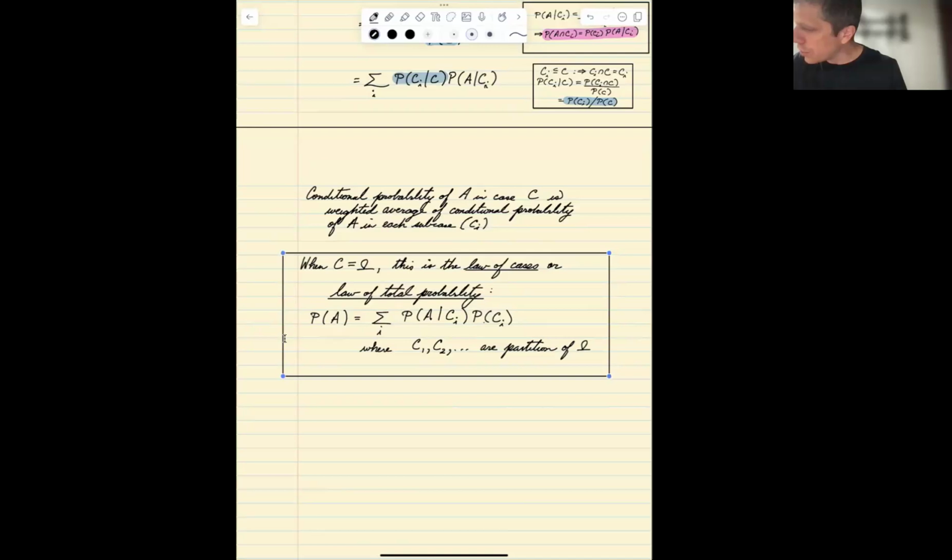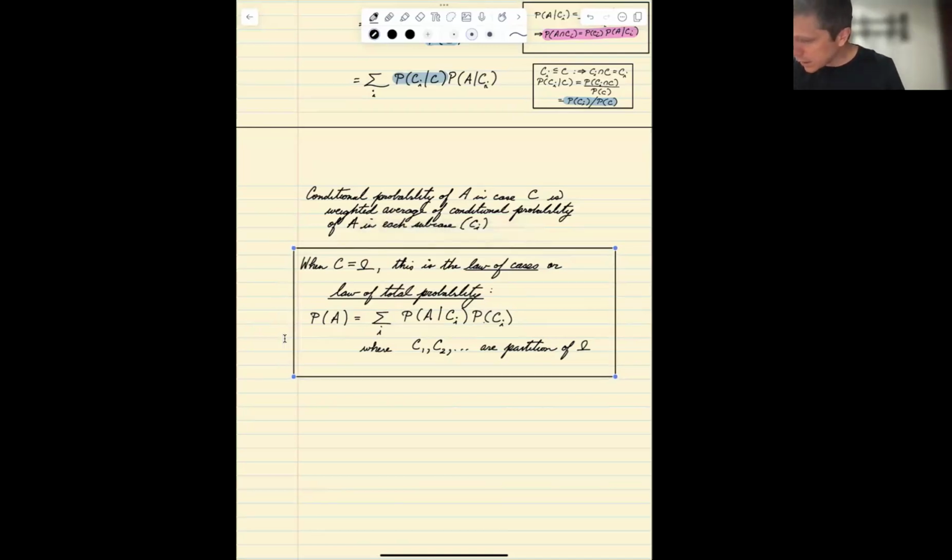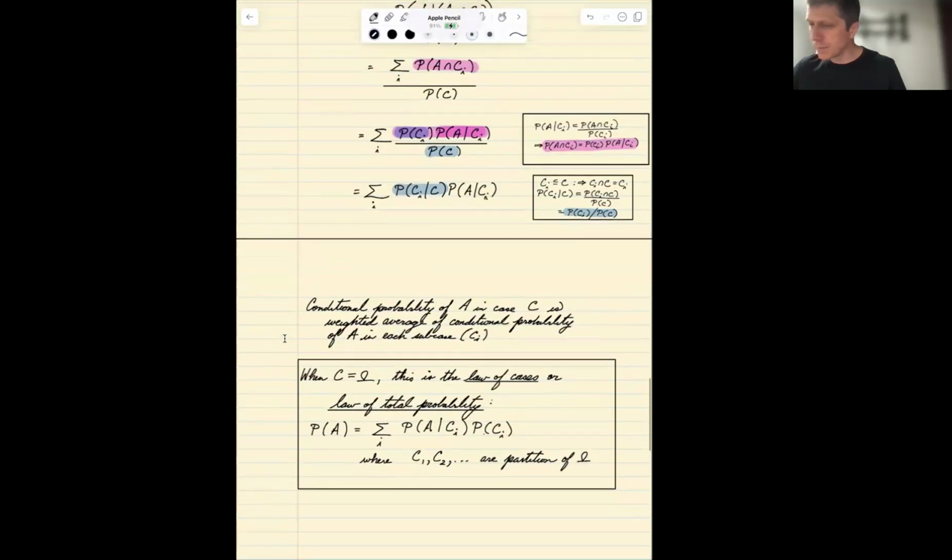It's extremely important, something that's used over and over and over again. So it's definitely important to understand where this comes from and be able to use it. And we're going to have plenty of examples to illustrate how this comes into play throughout the course and in the coming sections.